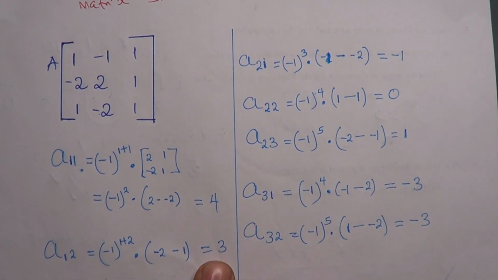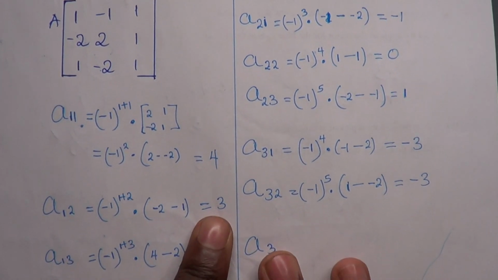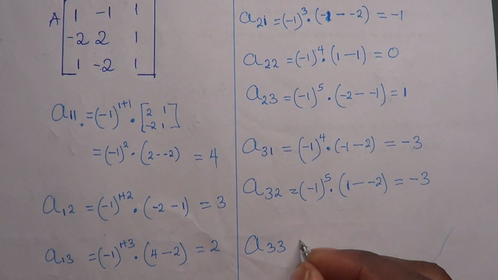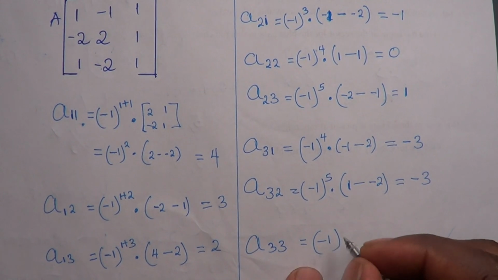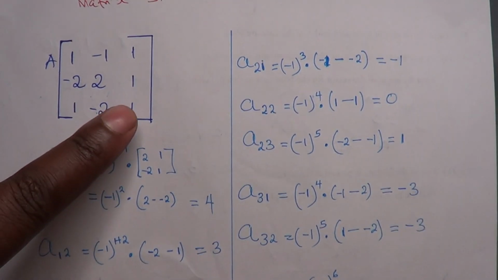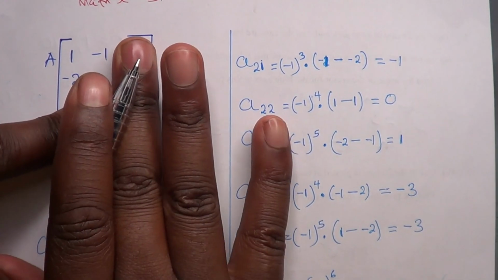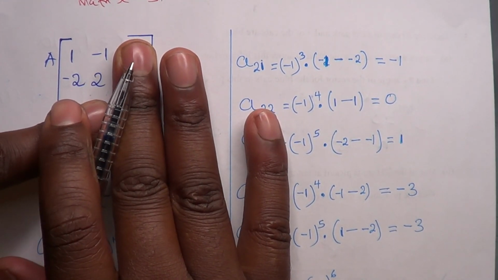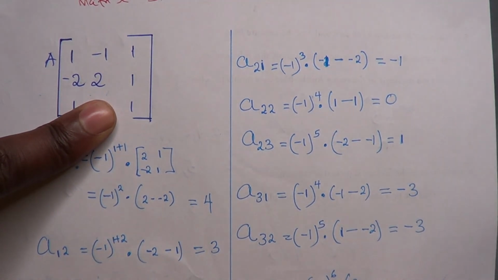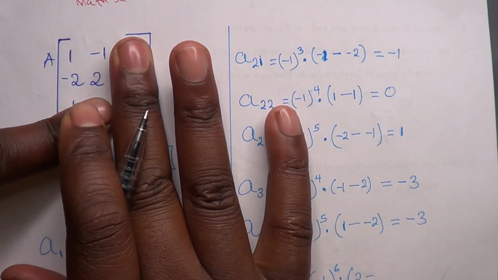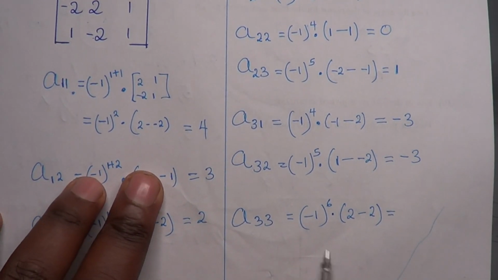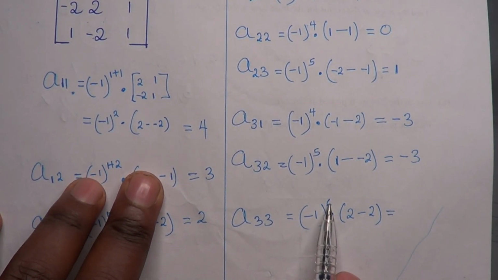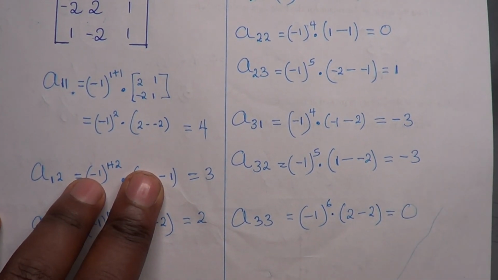Lastly, we need to look at the third row, third column. It will be negative 1 to the power 6, times. Now at this point I close this row and this column. I remain with 2 times 1, that is 2, minus negative 1 times negative 2, that is positive 2. So negative 1 to the power 6 is positive 1. Positive 1 times 0 is 0.